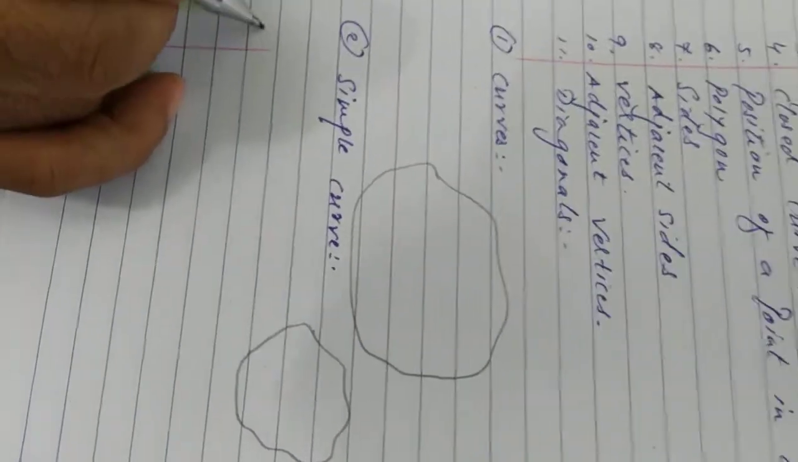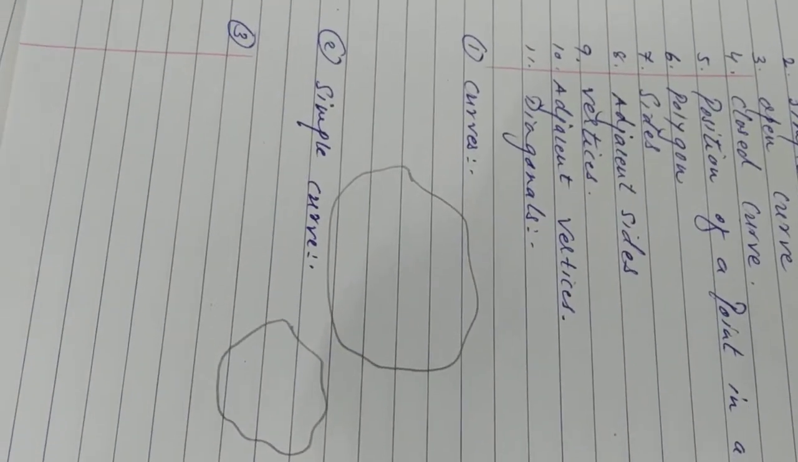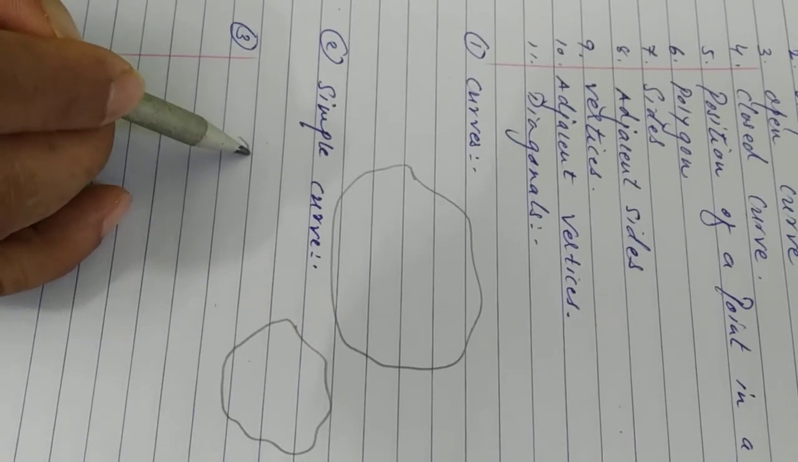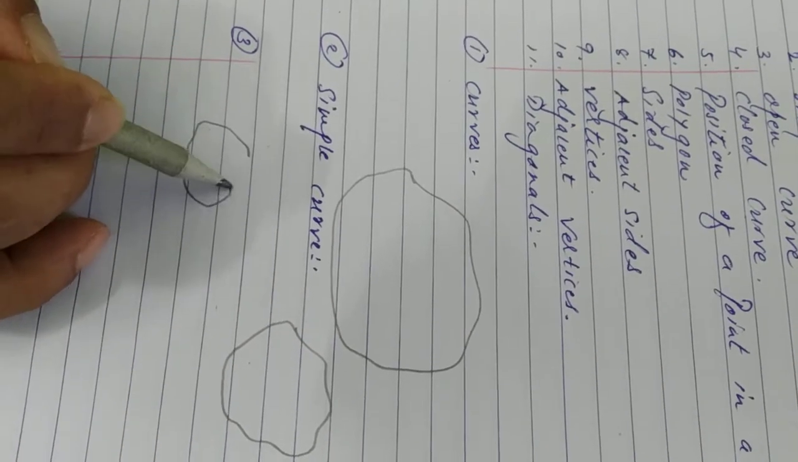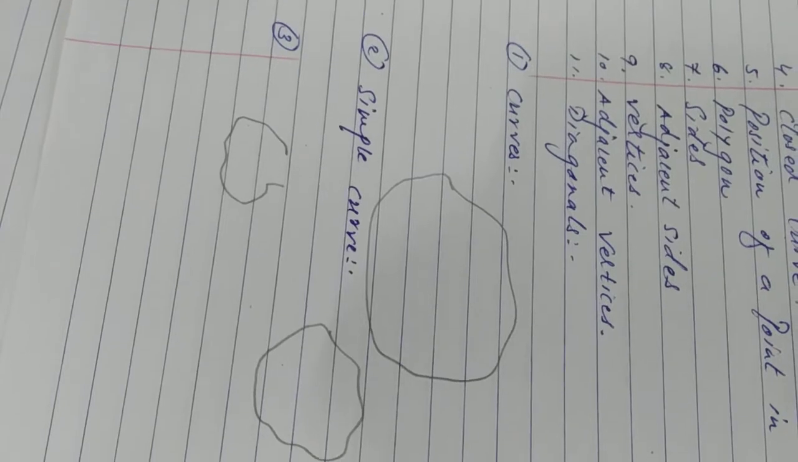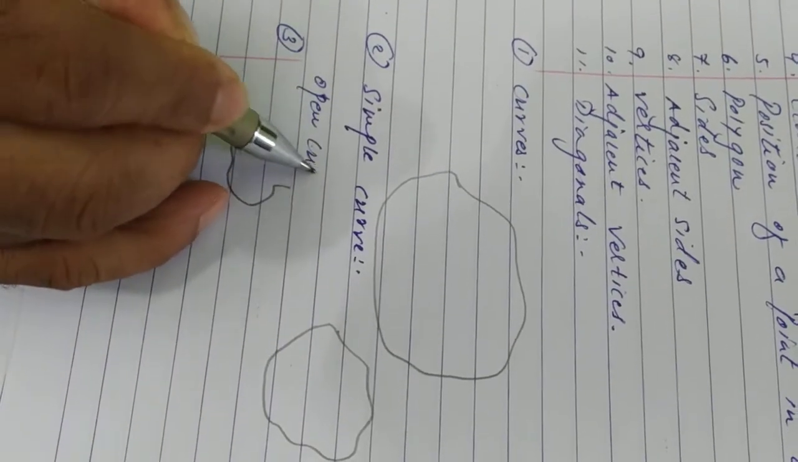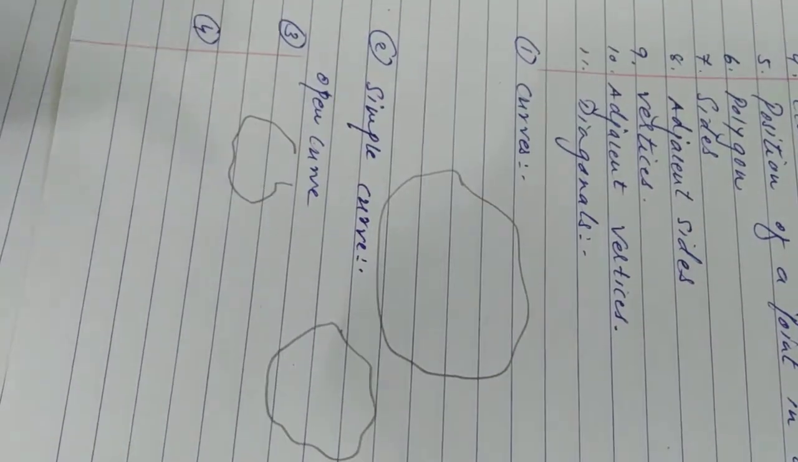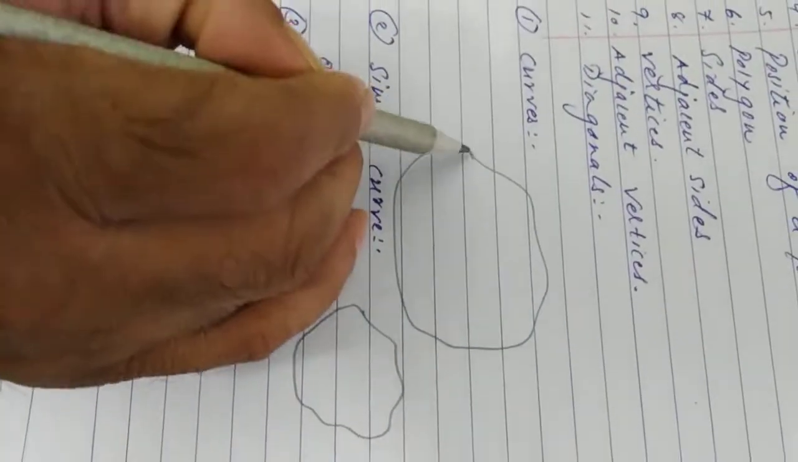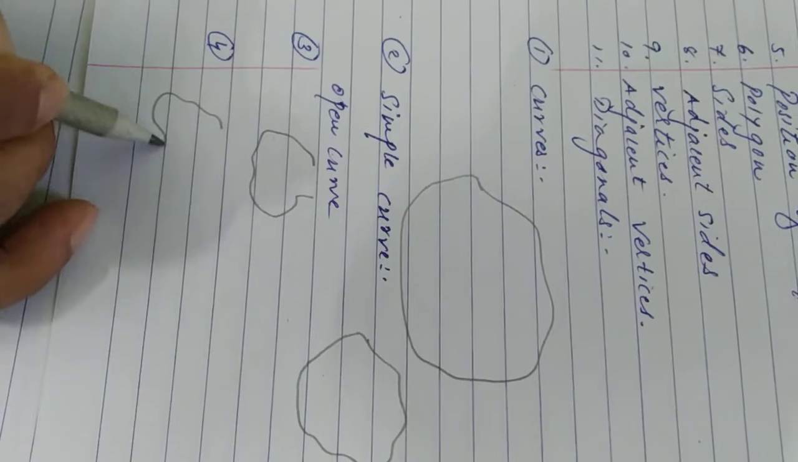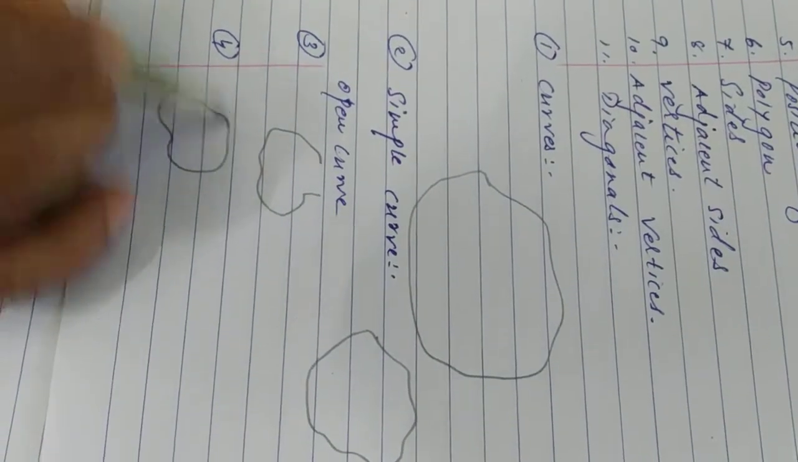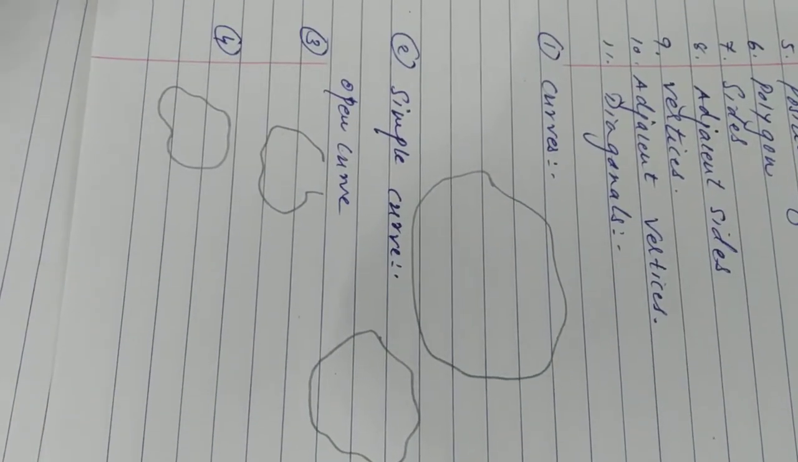Now third, open curve. A figure which is not closed is known as an open curve. Now fourth, closed curve. Like curves, the figure which is not open at any point is known as a closed curve. Got it?